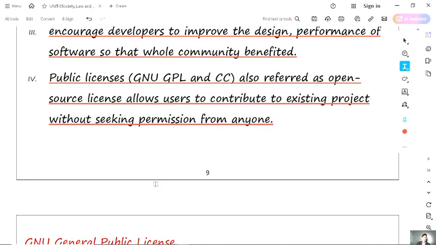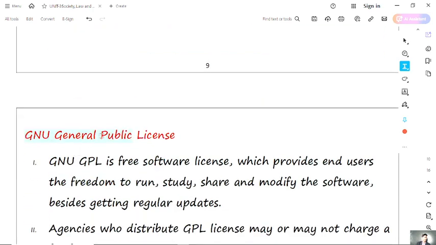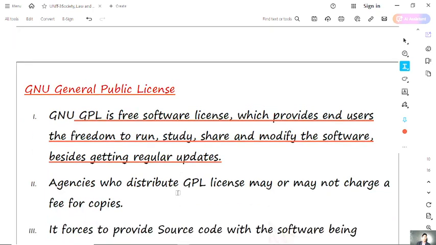So, let's see GNU public license. What is it? It's a free software license which provides end users the freedom to run, study, share and modify software, and to get regular updates. Means it is used for software. It gives the user the freedom to run that software, study and share it, and modify it. You can modify it also.